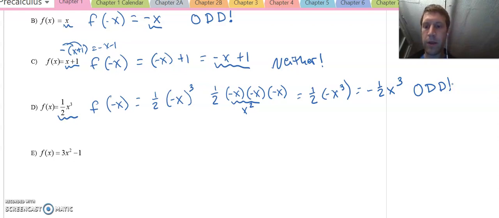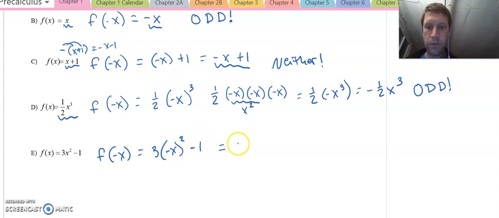Okay. 3x squared minus 1. F of negative x equals 3 times negative x squared minus 1. Negative x quantity squared is just positive x squared. That's the same. That's even.